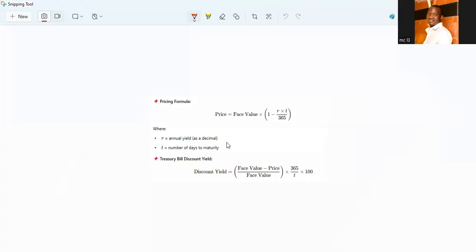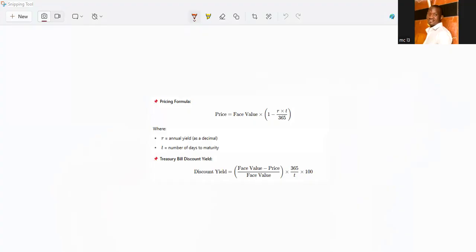Where R is the annual yield, then T is the time in days, then treasury bill discount yield is given by the face value minus price over face value times 365 over time times 100. Okay, so this is how we calculate the treasury bills.